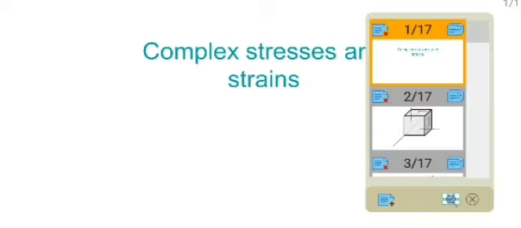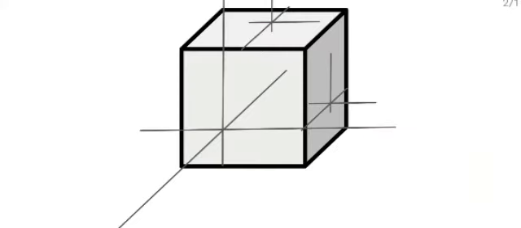Next topic we'll be dealing with is complex stresses and strains. Now I'm telling you this stress should be considered as a tensor. Tensor means it can be scalar or vector used to represent some quantity, and it exists in all directions. Now we already know normal stresses and shear stresses.